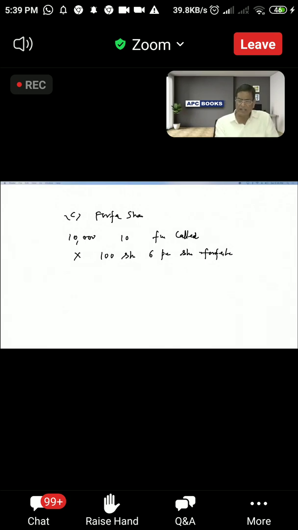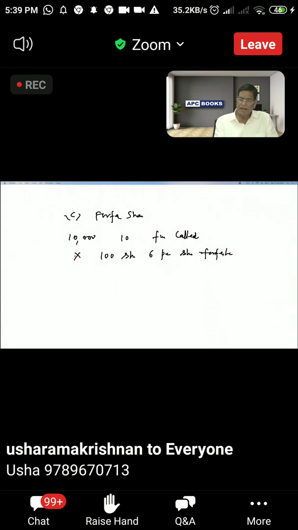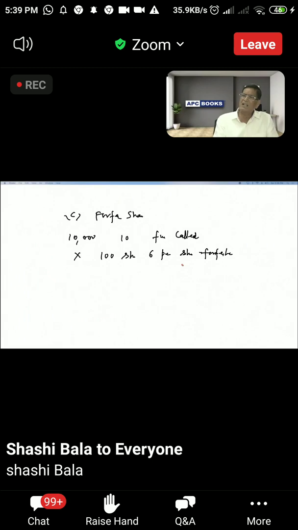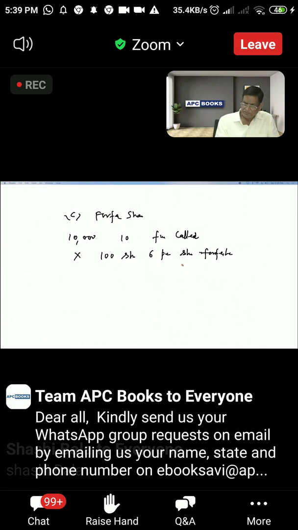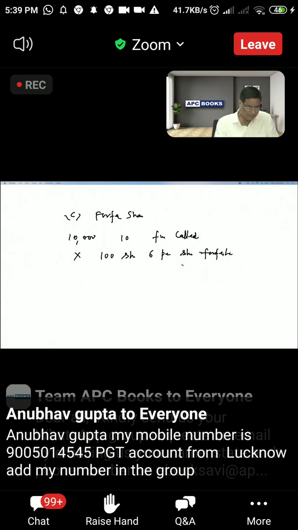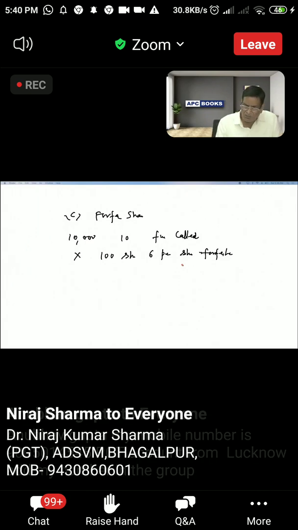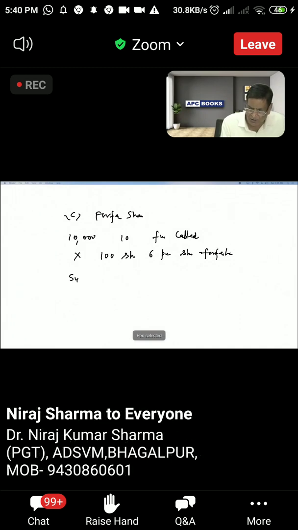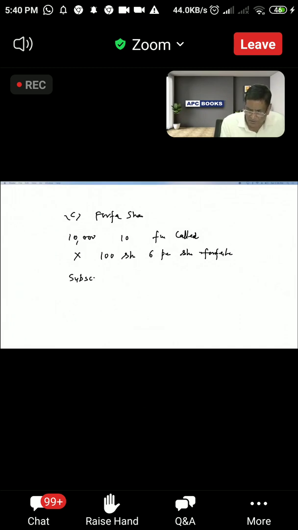10,000 shares of 10 each were issued, they were fully called. X holding 100 shares paid only 6 rupees per share and his shares were forfeited. Question is, what is the subscribed and fully paid capital?